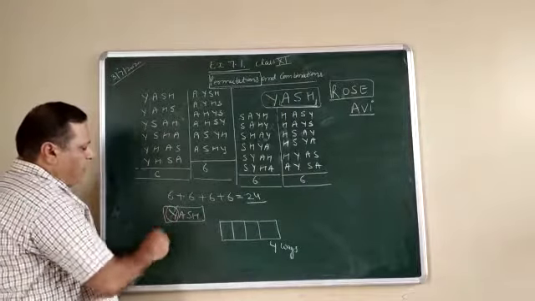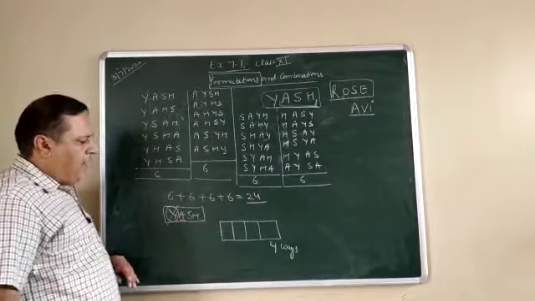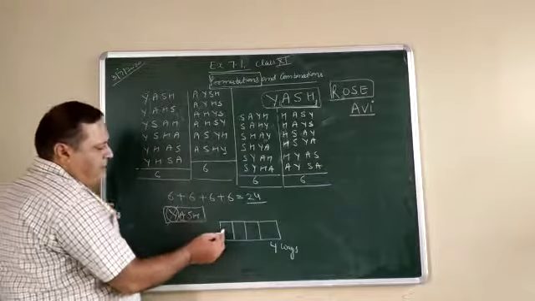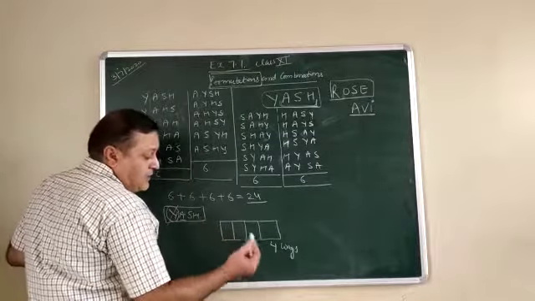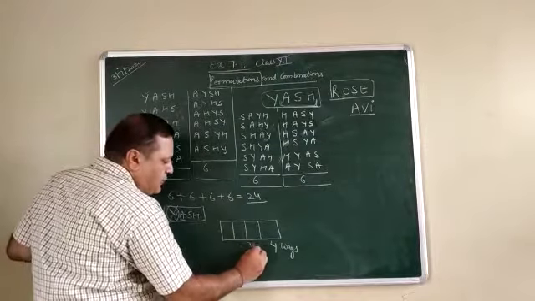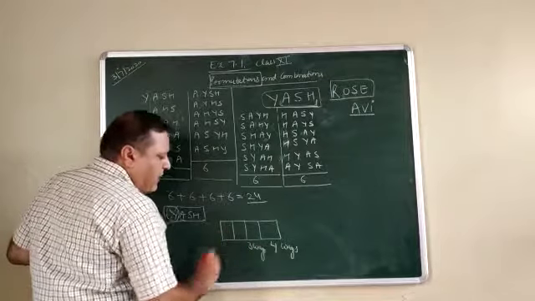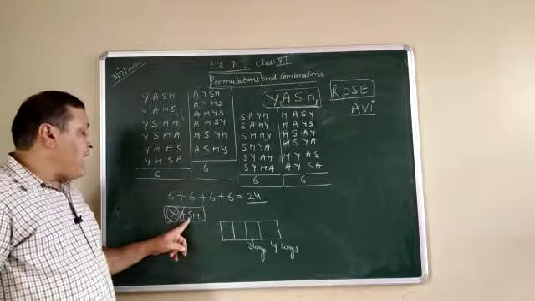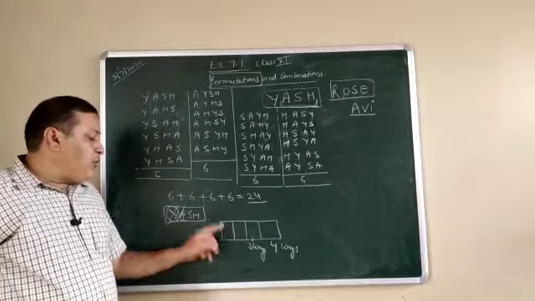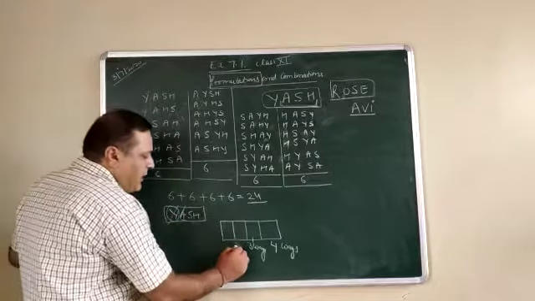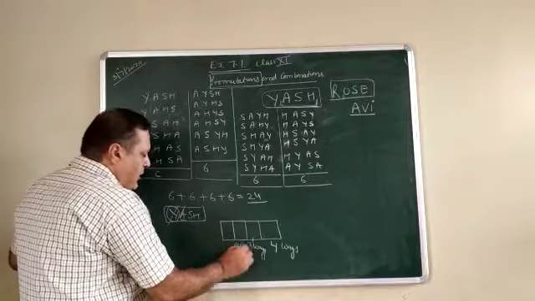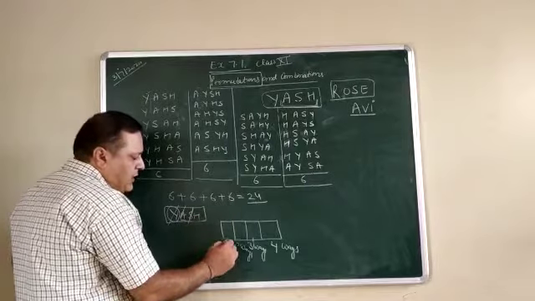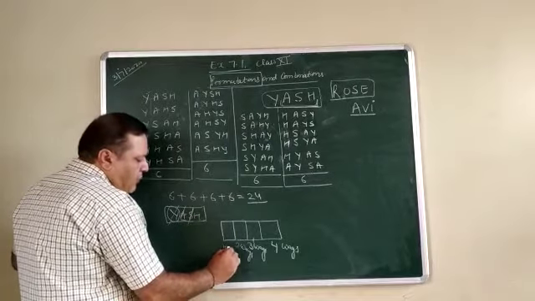After filling the Y, now the turn comes for A. Now how many boxes are left? 3 boxes. So this A can be written in any one of the boxes. It means he has 3 different ways. Now after fixing the A, the next letter is S. How many boxes are left? 2. Now it can be arranged in 2 different ways. And at the last, H, only one box is there, so it can be arranged in only 1 way.